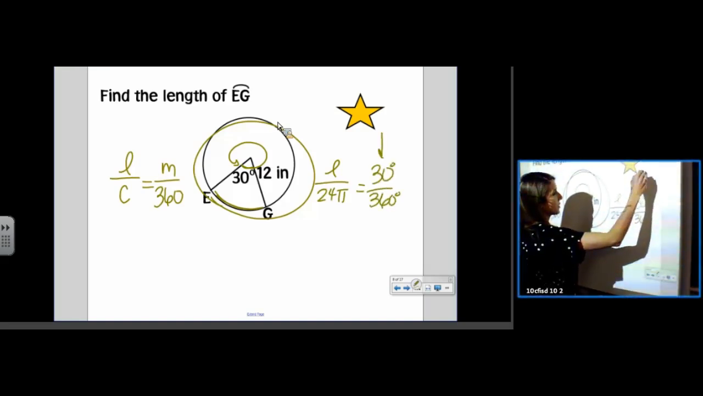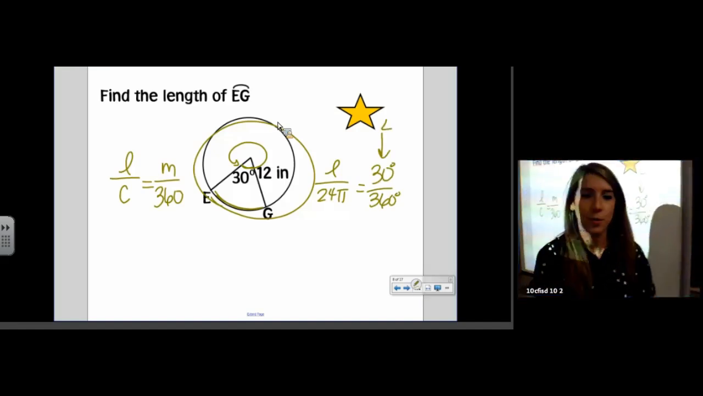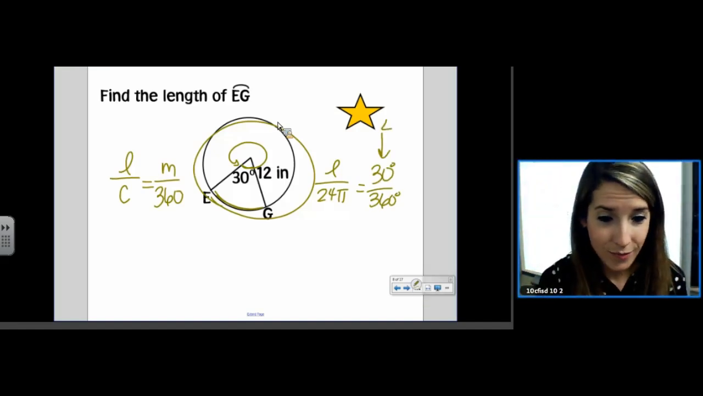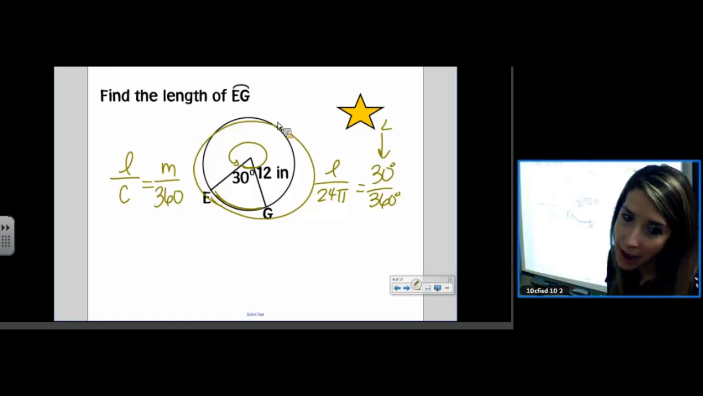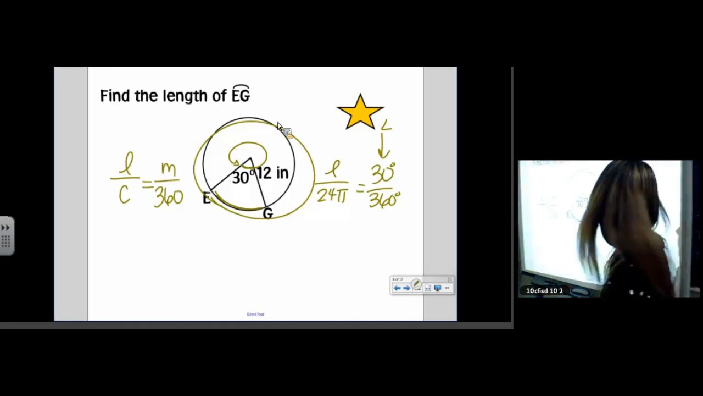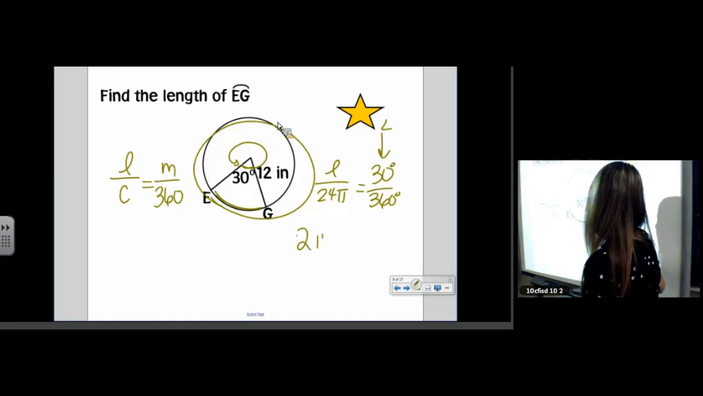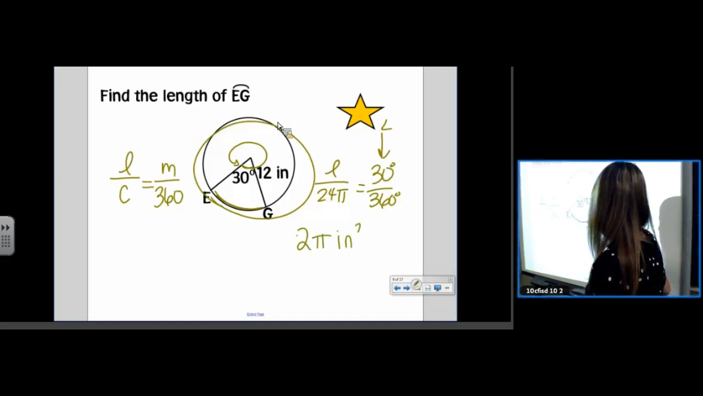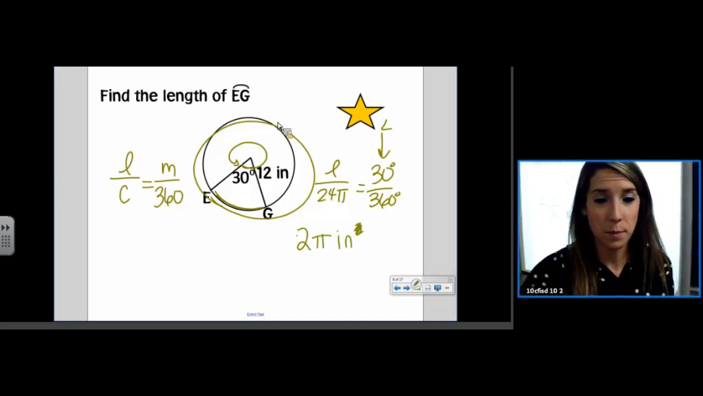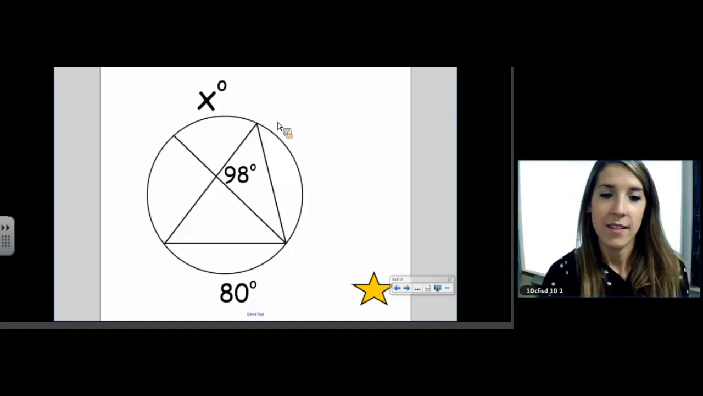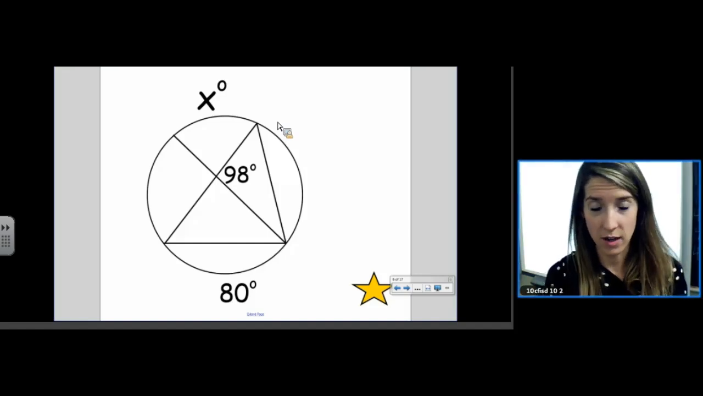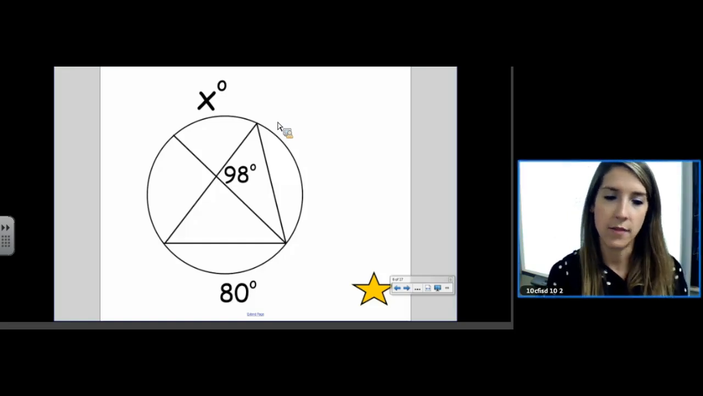This is where the angles go. That's where the degrees are. When you cross multiply, you get 2, and you need to attach the pi back on. So 2 pi inches, not squared, 2 pi inches would be the length of the arc. Find the measure of the arc.